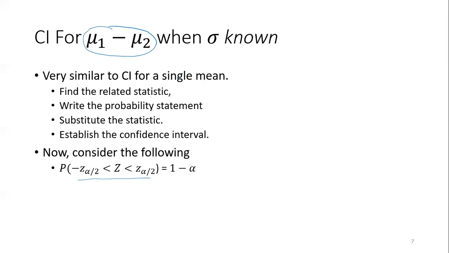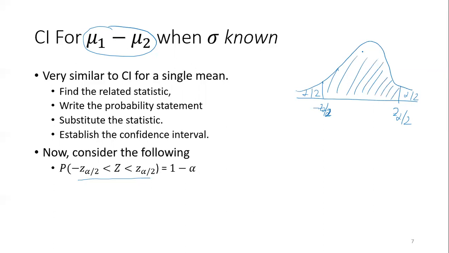Just go back. Here, remember, this is the standard normal. I set alpha over 2 here and alpha over 2 here. This is minus z alpha over 2, and this is z alpha over 2. And this probability, this area here, is equal to 1 minus alpha, right? Now how can I write this? The probability that z is between minus z alpha over 2 and z alpha over 2 is equal to 1 minus alpha.